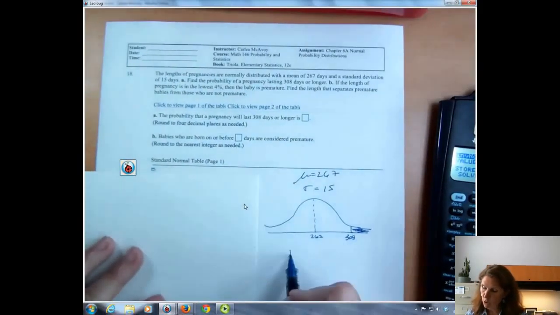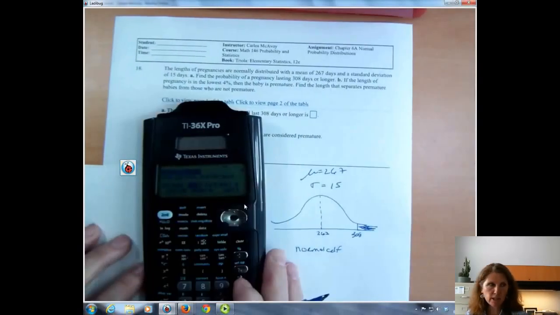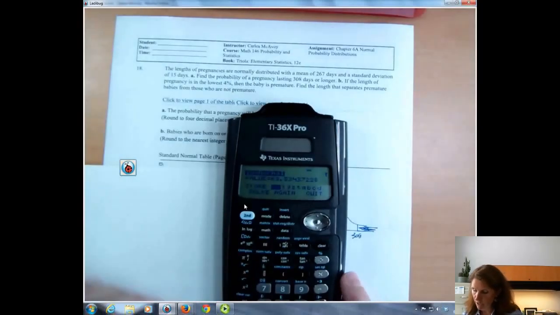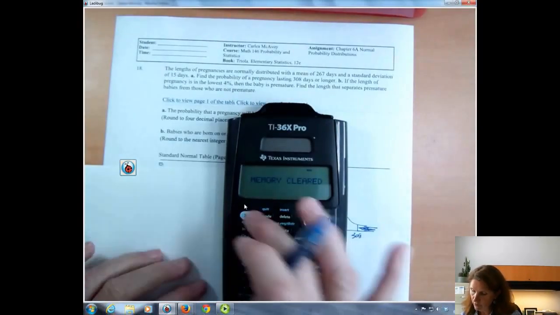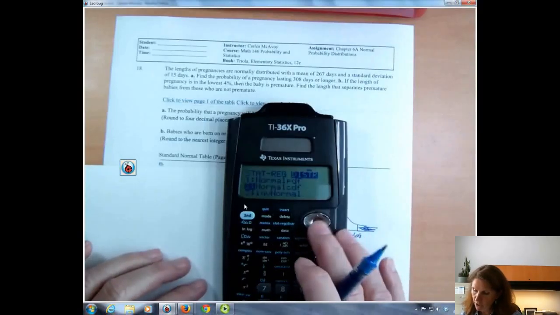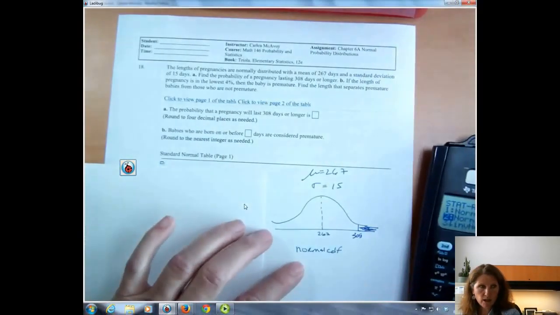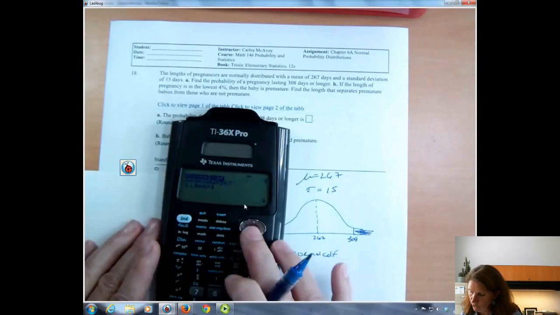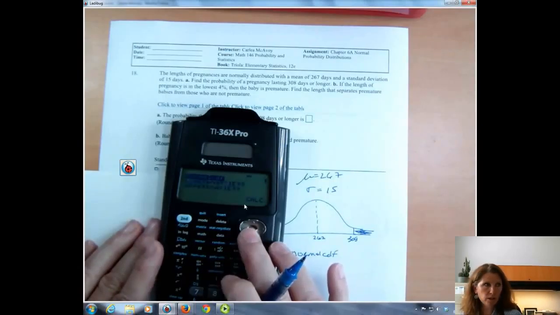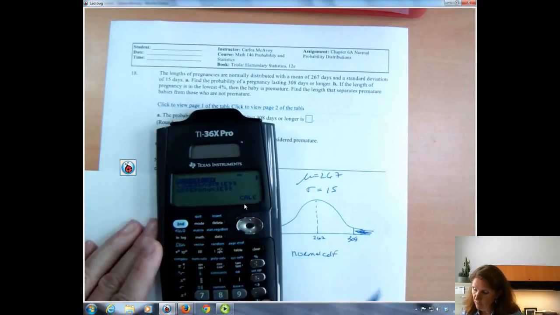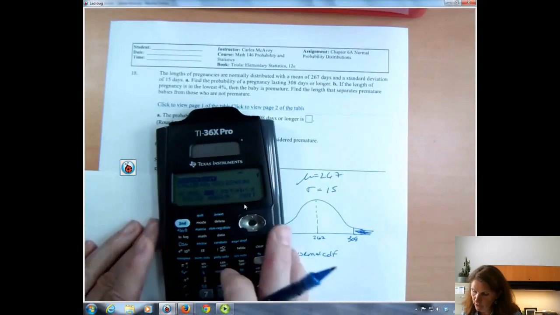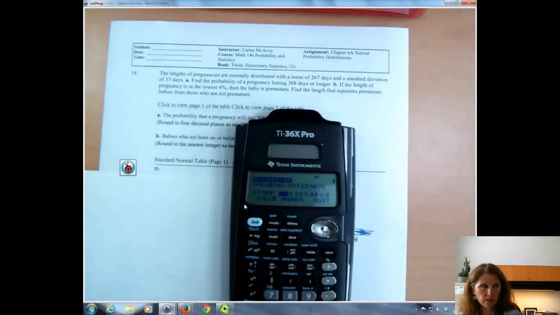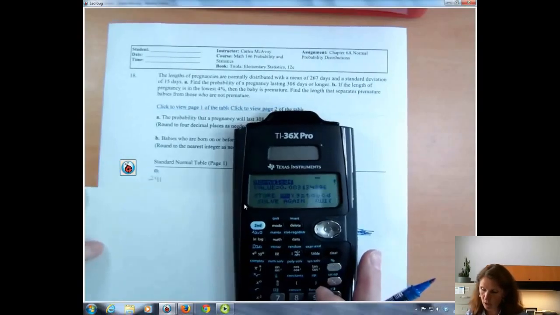Well, we want to know probability, so we're going to use normal CDF. I'm changing my mu and my standard deviation completely here, so I'm going to clear out by going on clear, clear. I don't want to deal with having the wrong stuff in there. So I go down to my normal CDF. My mean now is 267 and my standard deviation is 15. Now I'm talking about from 308 lower bound to infinity, so that's already in there for me, and I just hit enter. And that gives me 0.003.